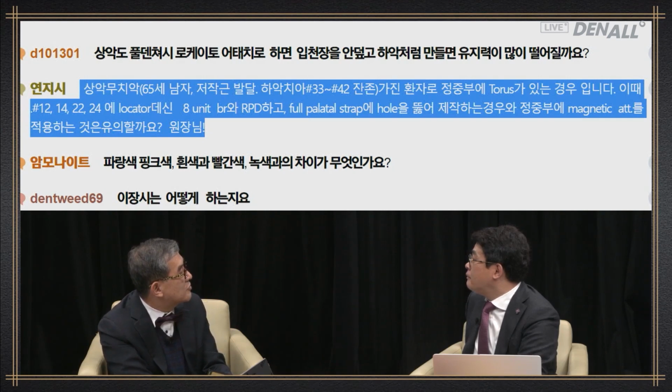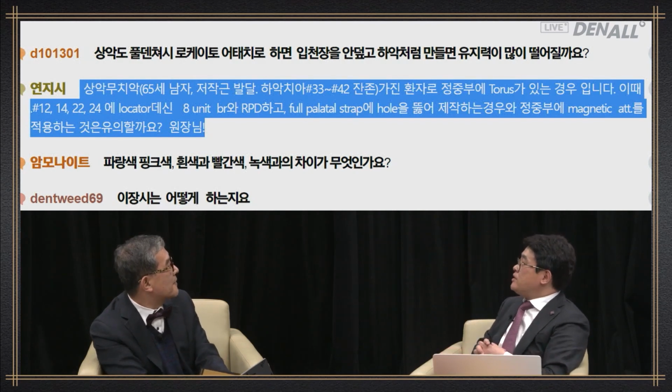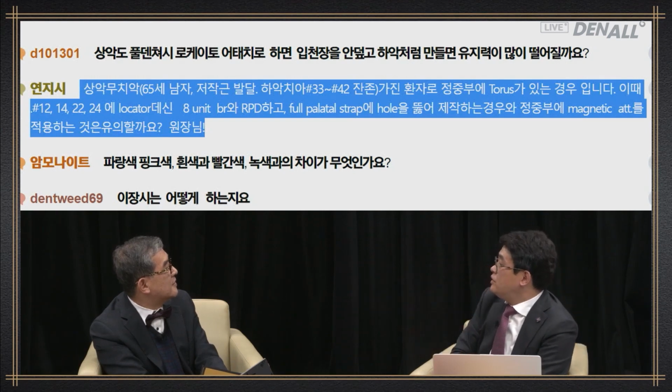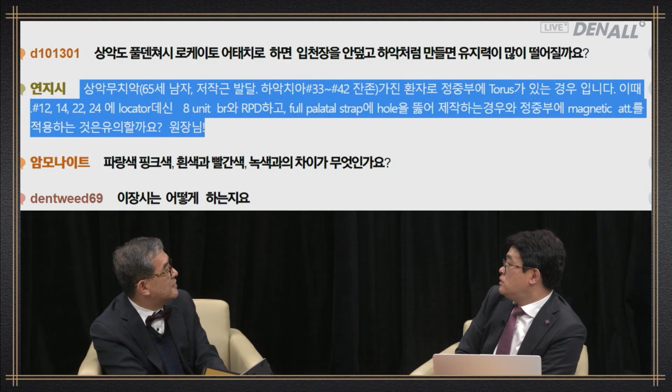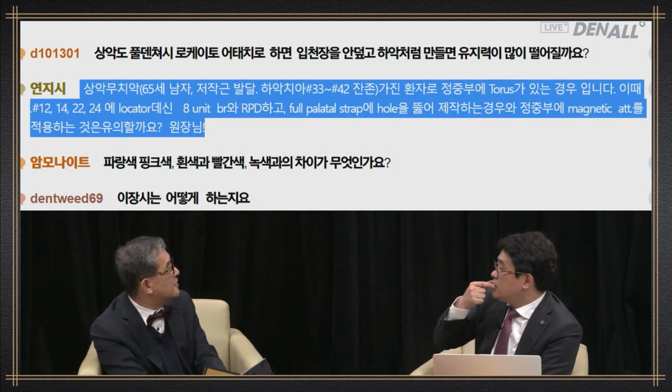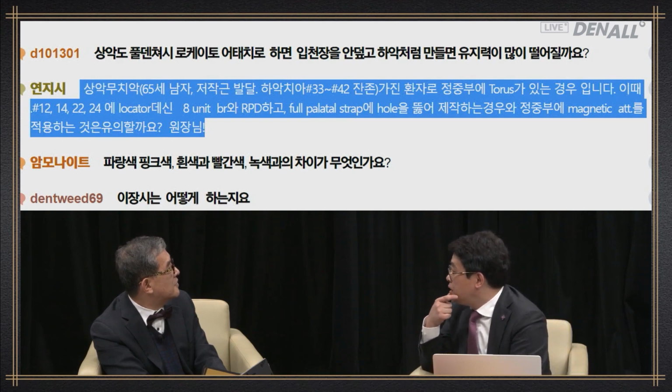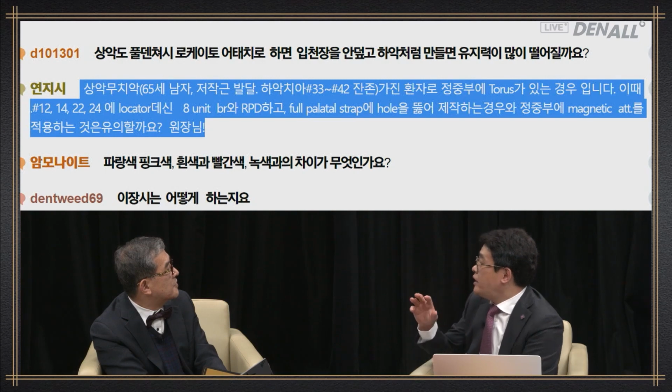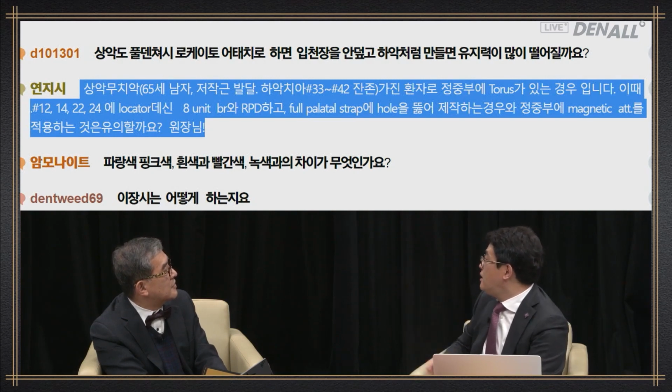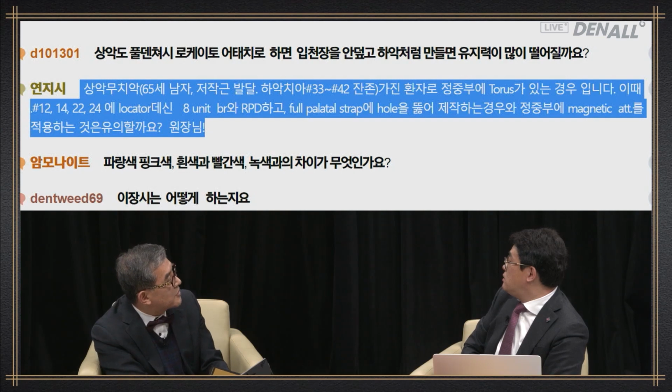Full palatal strap and a hole. Magnetic attachment in the center. I think this person is trying to describe that in the lower there's number 33 to 42 and the plan is to use RPD. Yes. Placing 4 implants. It looks like implant-supported RPD up to number 4, making 8 surveyed crowns and creating RPD. Towards the palatal, the person is suggesting AP palatal strap.